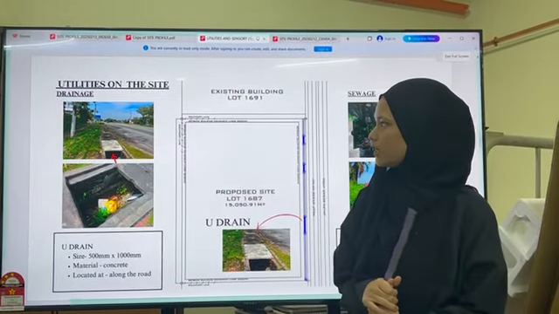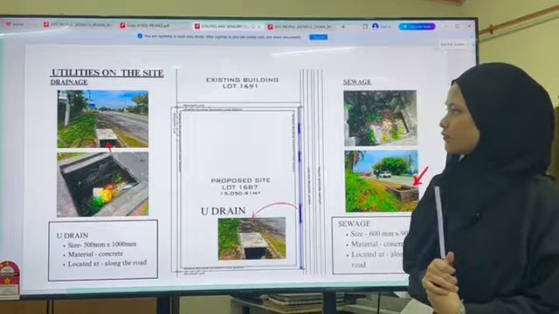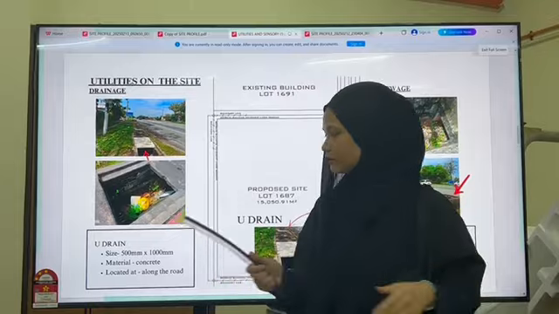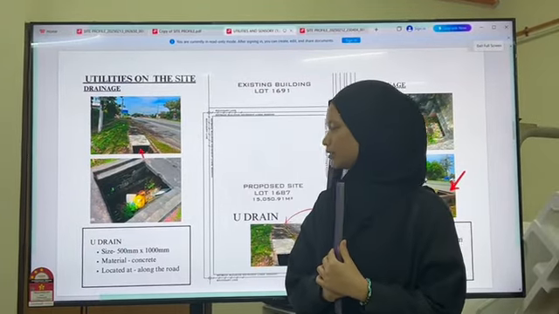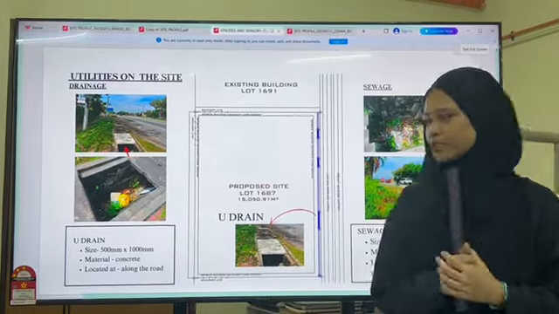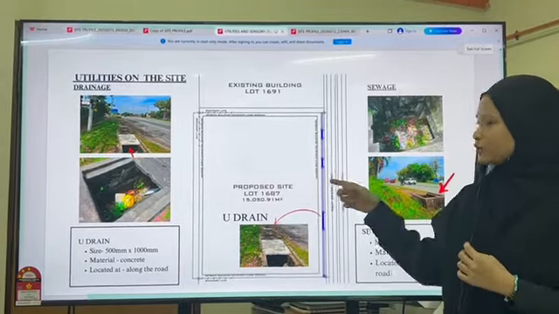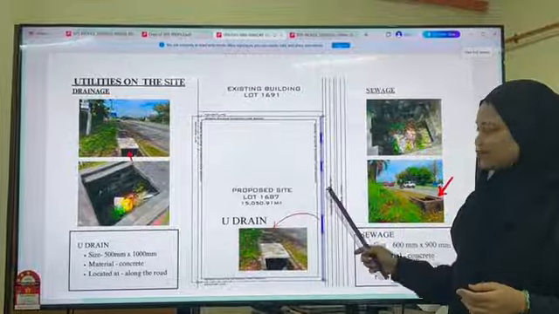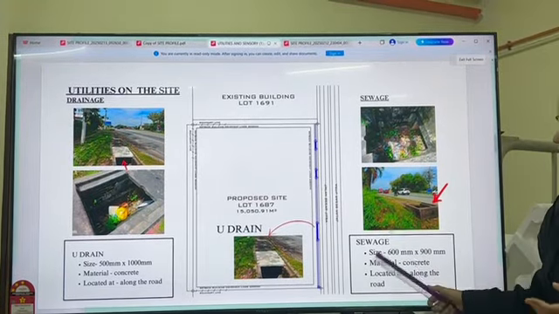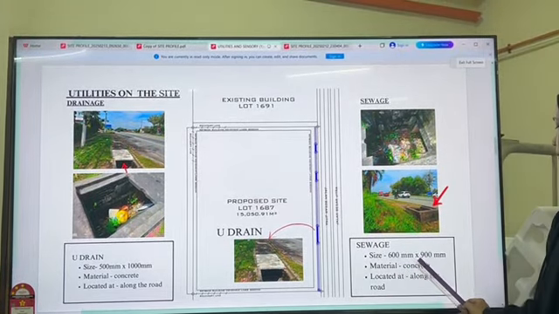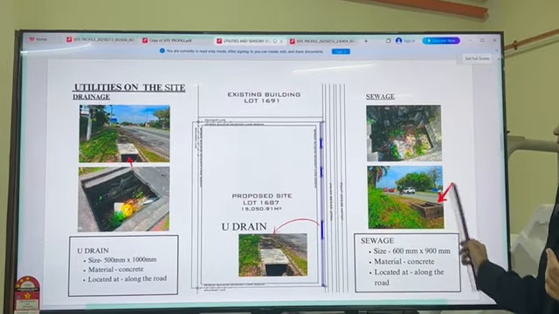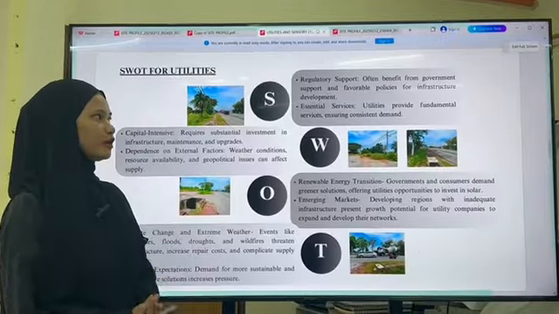Next, we're going to drainage and utilities on the site. First is the U-drain. The U-drain is along the road, where the size is 500 millimeters and 1000 mm, and they use concrete to be safer. As you can see here, this blue color is the U-drain, and we have sewage, where the sewage size is 600 millimeters, 900 millimeters. The material is also concrete, located along the road.